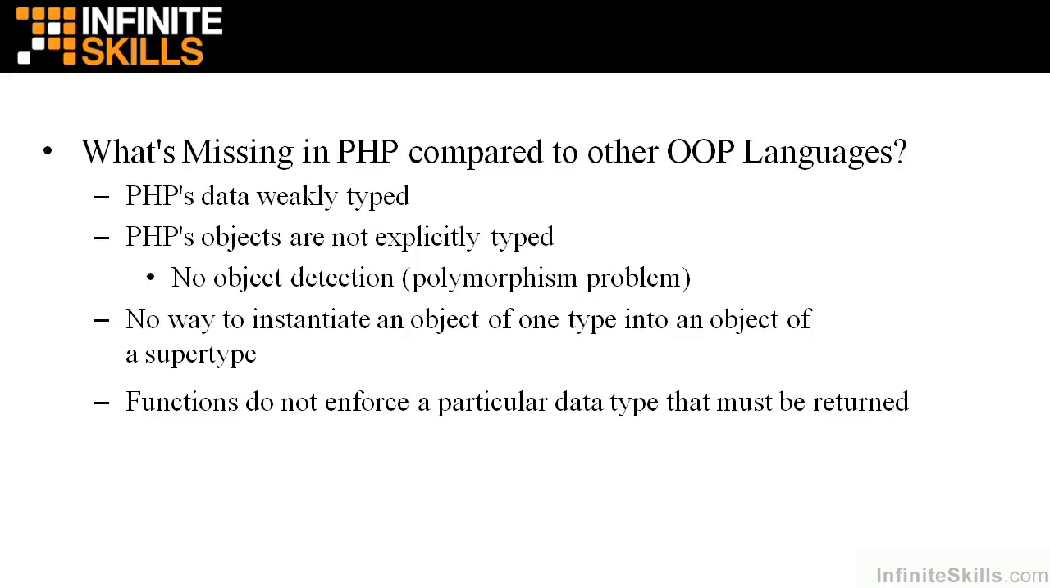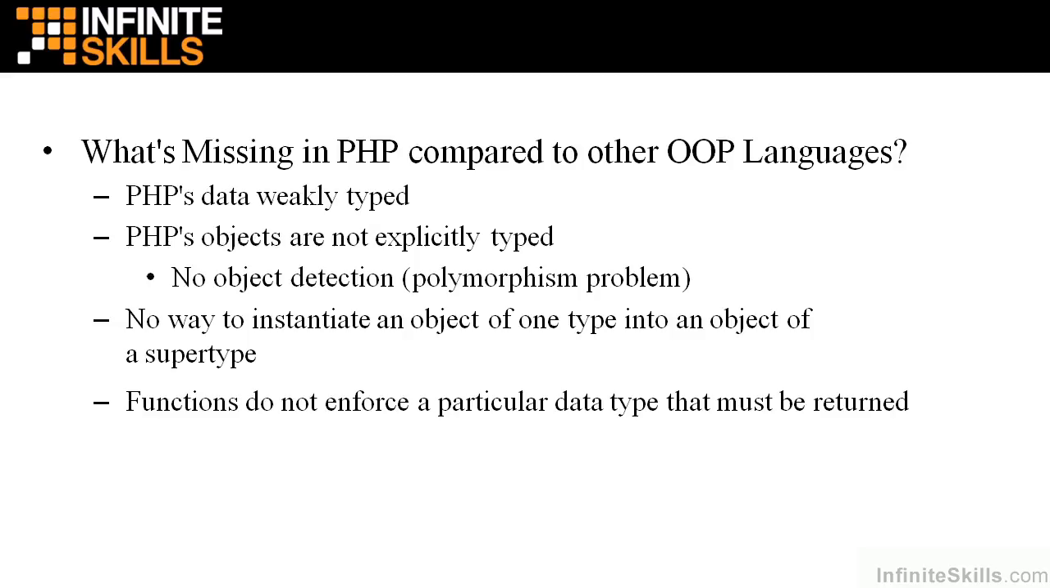PHP's objects are not explicitly typed. Like in Java, you might say, oh, my payroll is of type payroll. And you can't do that in PHP because we don't type our data, and the object essentially becomes a kind of data. There's no automatic object detection that can be very useful to have with polymorphism. It causes a polymorphism problem, if you will.